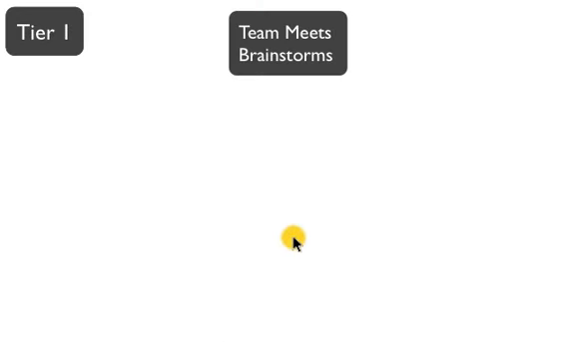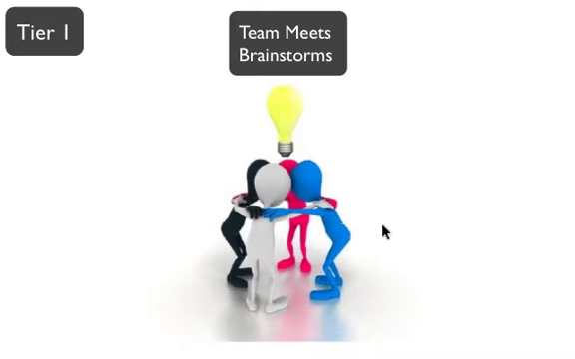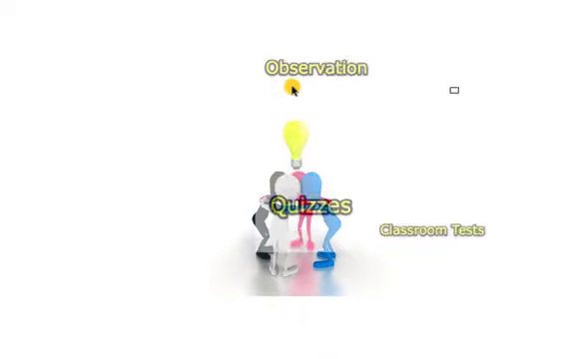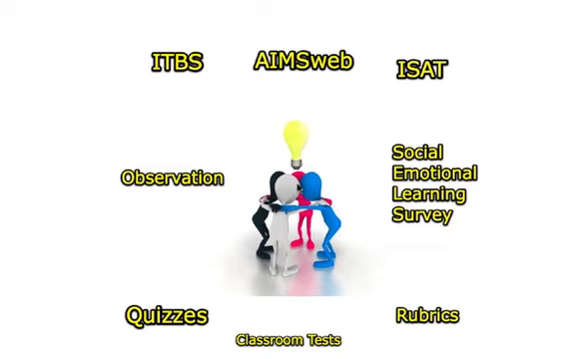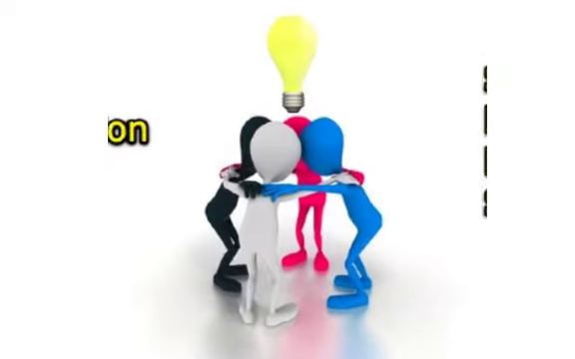Now the team is going to get together and they're going to brainstorm and analyze data. So the team takes a look at a lot of different types of data. Examples include ITBS, Ames Web, ISAT, observation, social emotional learning survey, quizzes, classroom tests, rubrics, etc.